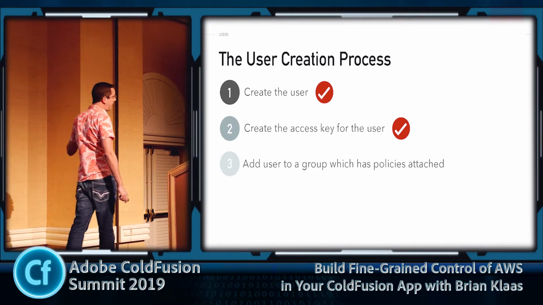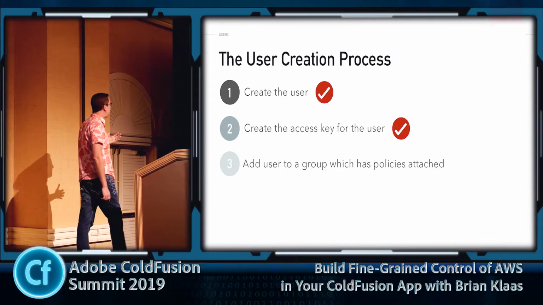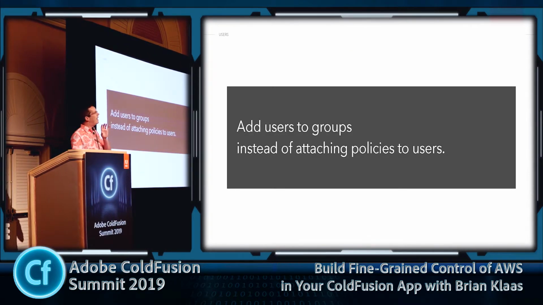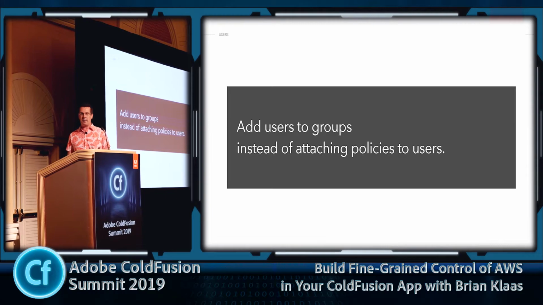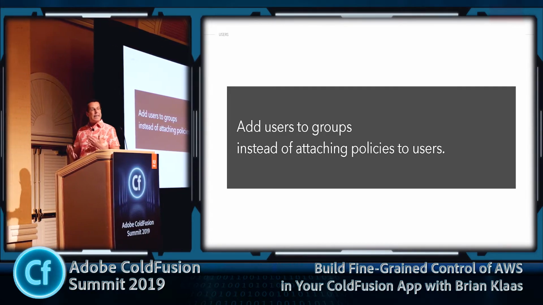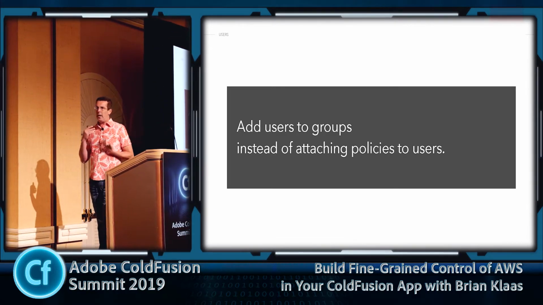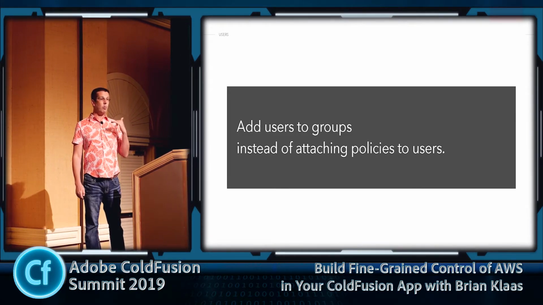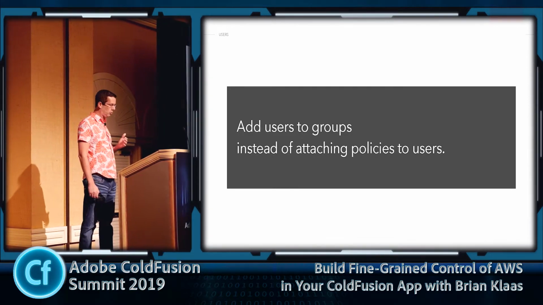All right, so we created our access keys, great. And then we need to add that user that we created to a group that has policies attached. Again, add users to groups instead of policies to users. It's very easy and tempting to add a policy to a user. It'll be much easier in the long run as your organizational complexity grows, and it will grow, to attach it to groups instead.